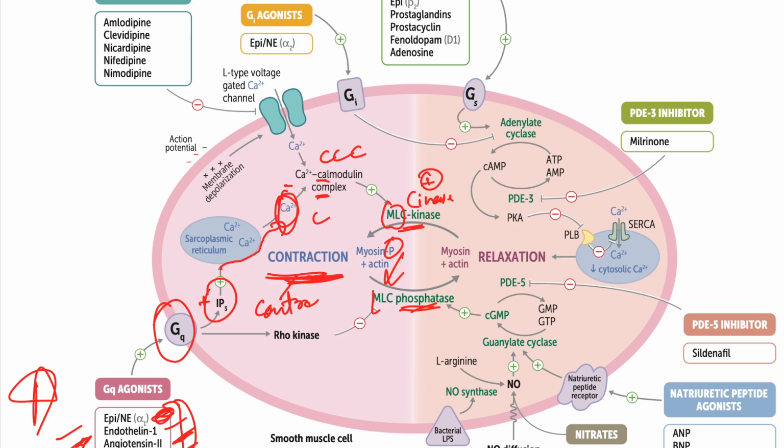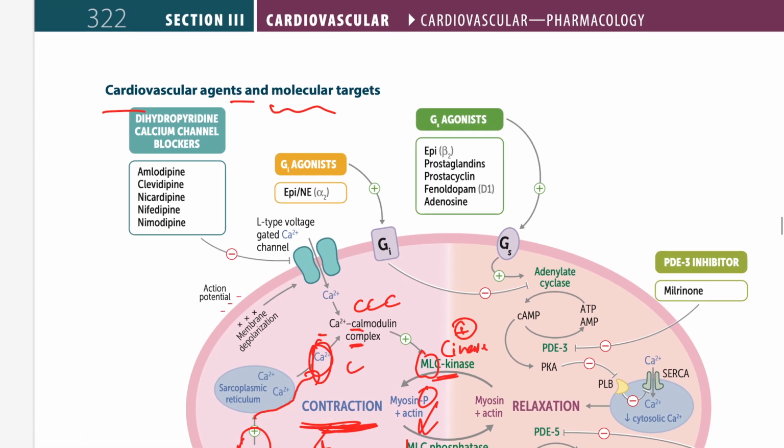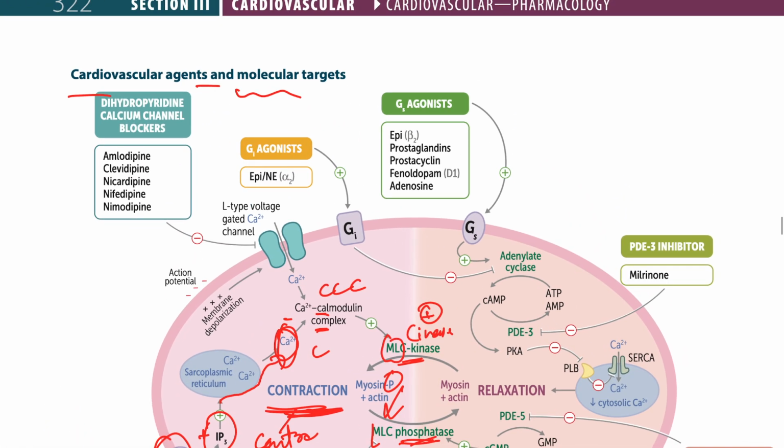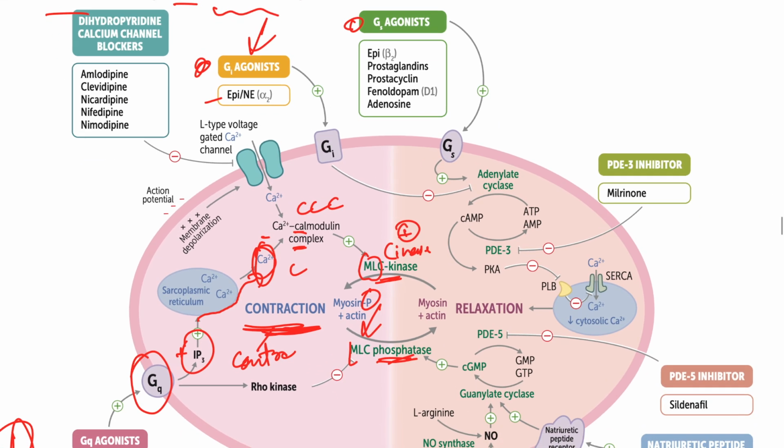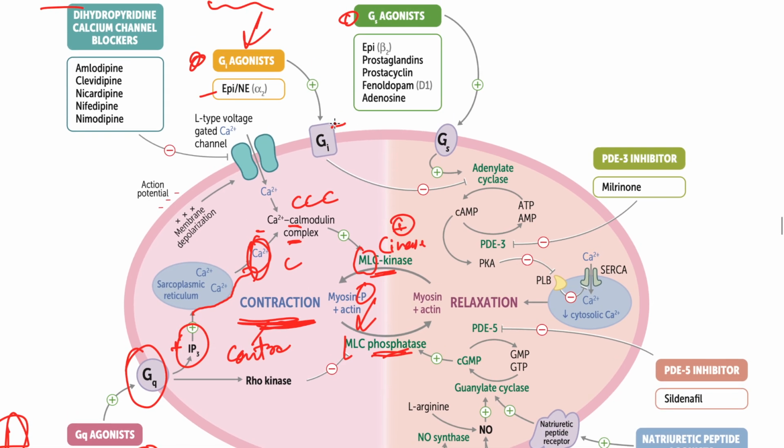Now look at the other pathways. Let's look at Gi or Gs. The Gi pathway is the inhibitory pathway. Also, you have epinephrine and norepinephrine working on alpha 2 receptors. And if you look, when you activate the Gi, they will inhibit adenylate cyclase, right? And that means this pathway will not work.